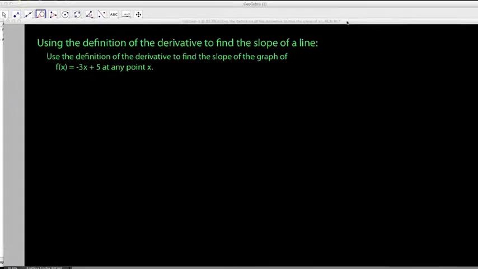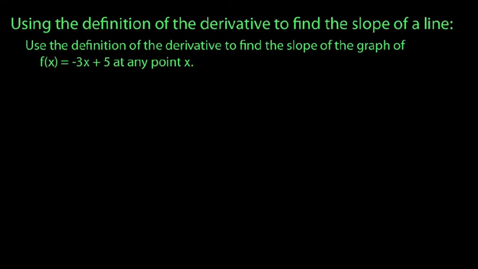Hello YouTube. In this video we're going to do something kind of interesting. Specifically, we're using this video to use the formal definition of the derivative to find the slope of a graph at any point and just practice using that formula. But we're going to use it to find the derivative, or the slope, of a line at any point x.